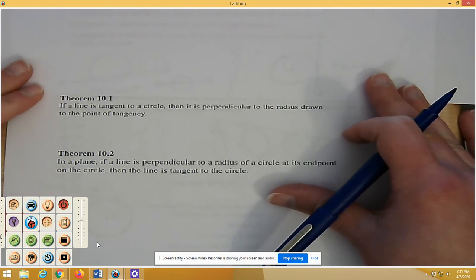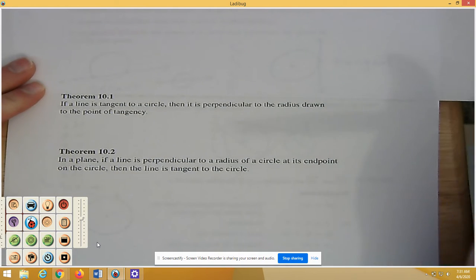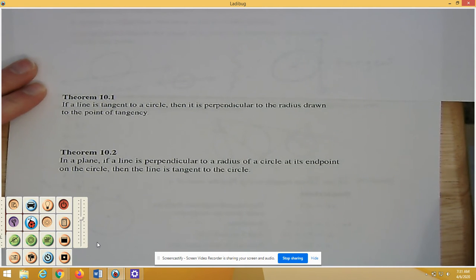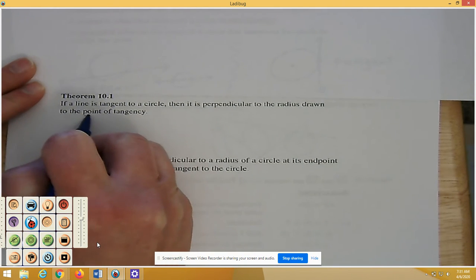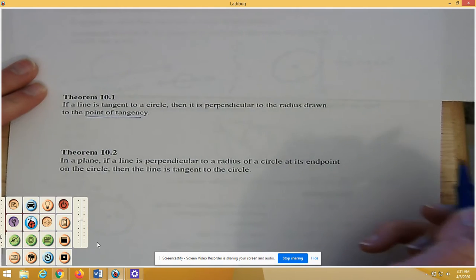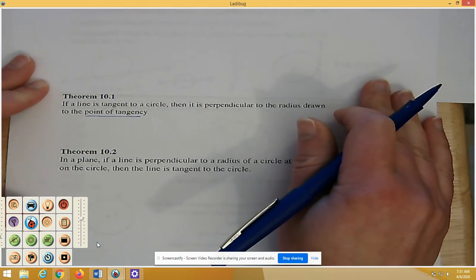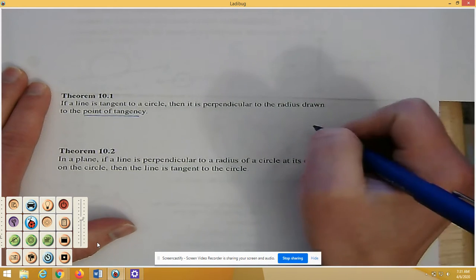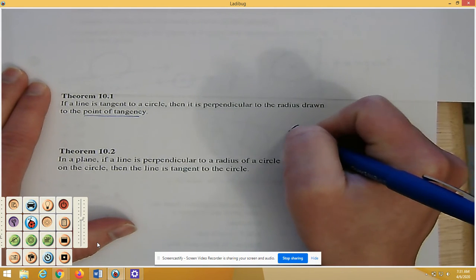It says theorem 10.1: if a line is tangent to a circle, then it is perpendicular to the radius drawn to the point of tangency. Now, I didn't talk about this point of tangency in the first video, so I'm going to talk about that now. I'm going to draw a diagram over here to the right, and it's a little complicated.